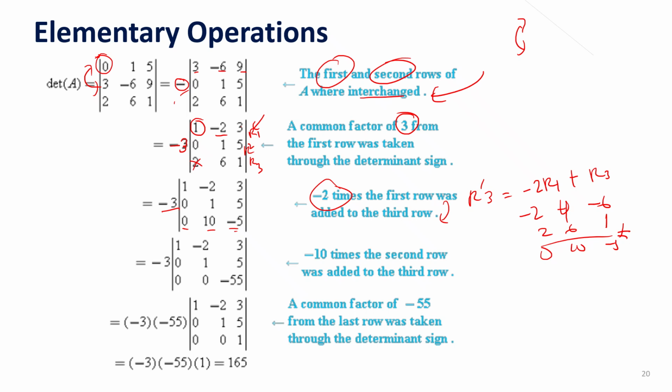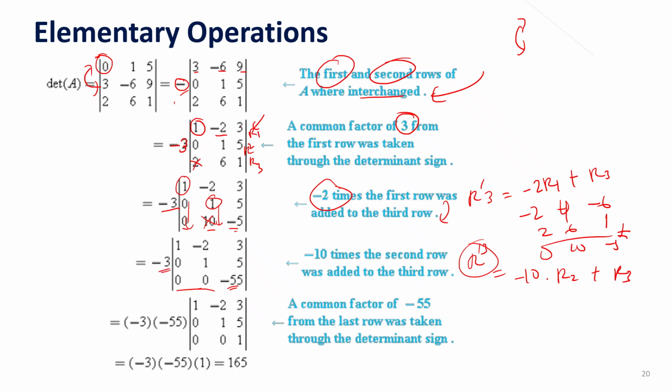Next, you have this one already 0 below here. The second one is this one. You want to make this one become 0. So what you did is the new row 3 equals minus 10 multiplied by row 2 plus the original row 3. Then you will have this: 0, 0, minus 55. And remember, these operations don't change the determinant.